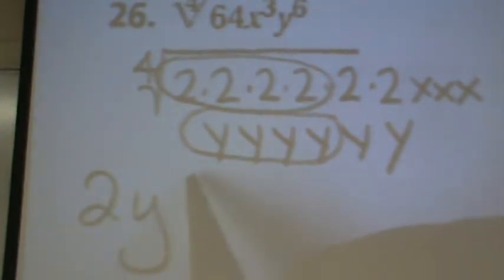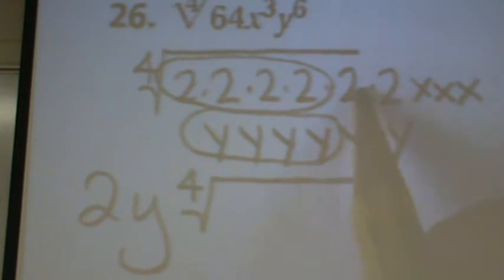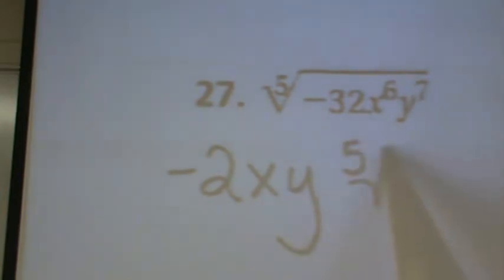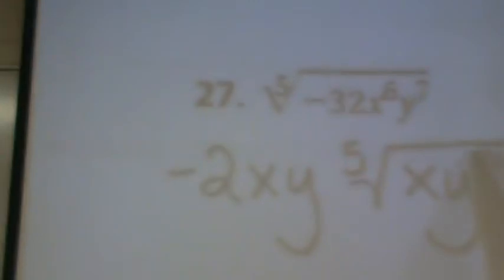So what is going to come out is a 2 and a y, but what stays is going to be a 4, the 3 x's, and the 2 y's. This one, -2 is gonna come out. 5 of the x's, 5 of the y's. But what's gonna stay? 1 of the x's and 2 of the y's.